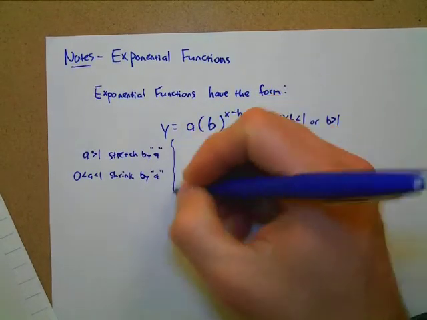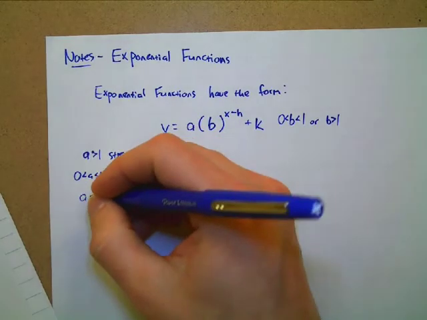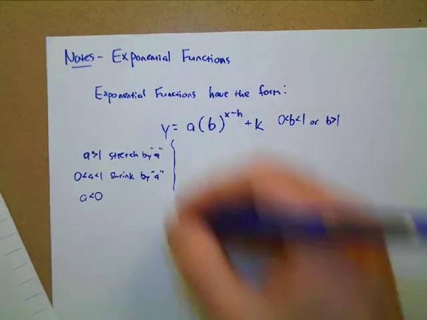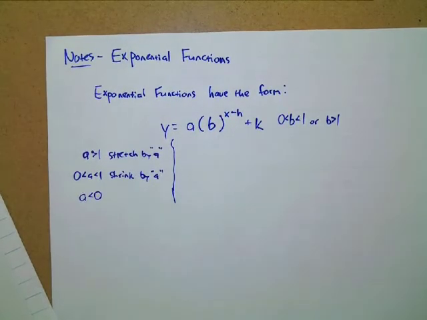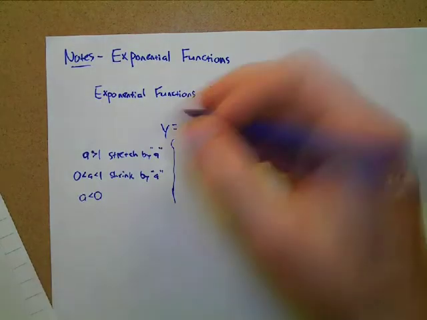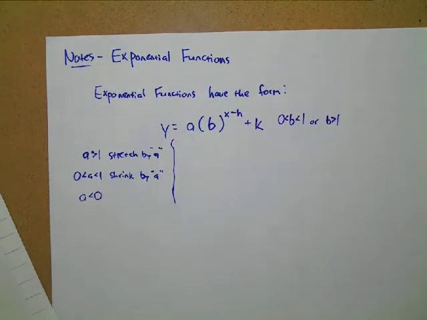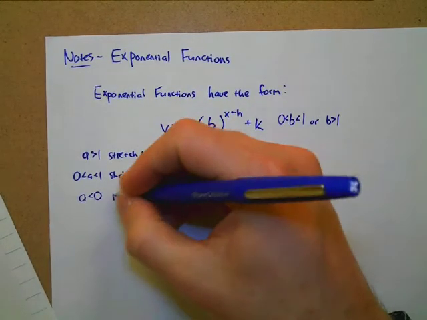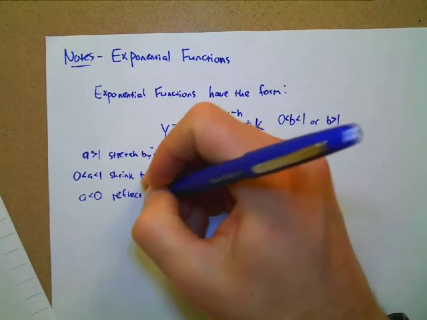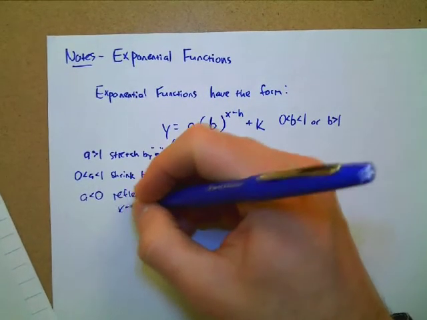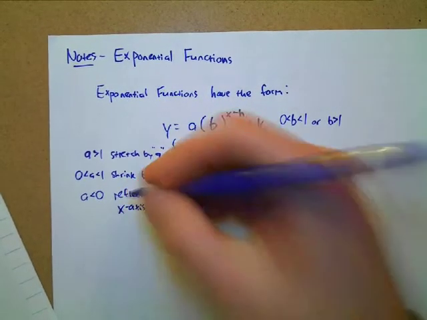Okay, and of course if a is negative, so if a is less than 0, what does a negative a value normally do to our graph? If you have a negative number out front here, what does that negative do? Reflection over x, yeah. Very good.